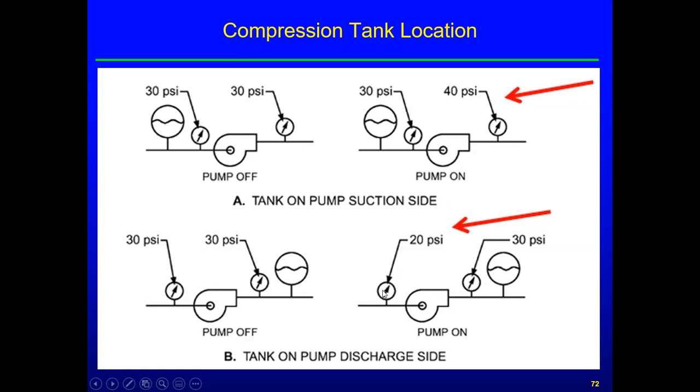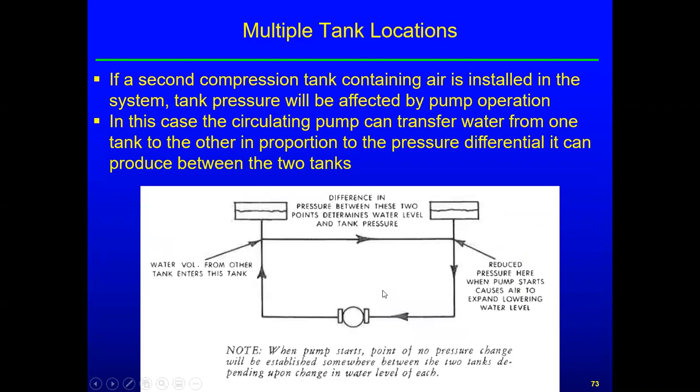Okay. Pretty good. Okay, what if you were to install multiple compression tanks? Well, there's a thought. If one's good, two's gotta be better, right? Okay. A second compression tank containing air is installed in the system. If we get a second tank, tank pressure will be affected by pump operation. In this case, the circulating pump can transfer water from one tank to the other in proportion to the pressure differential it can produce between the tanks. So not a good situation. You don't want to do it.